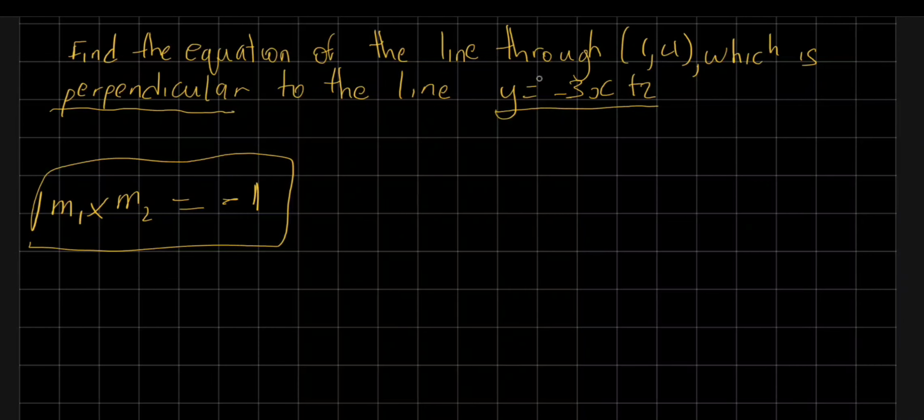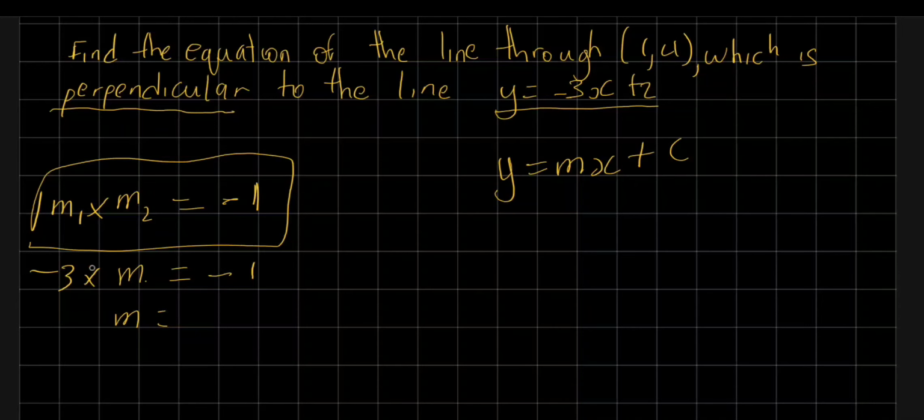So we know the line is perpendicular to this line here. We know the equation of a straight line is y equal mx plus c. And we know the gradient for this line here is negative 3. So if we multiply negative 3 by the gradient that we want to find, that will be equal to negative 1. This is multiplying, so when you take it over, it will divide. So this will be negative 1 divided by negative 3. The two negatives will cancel out, so the gradient will be equal to 1 over 3. So that is the gradient.